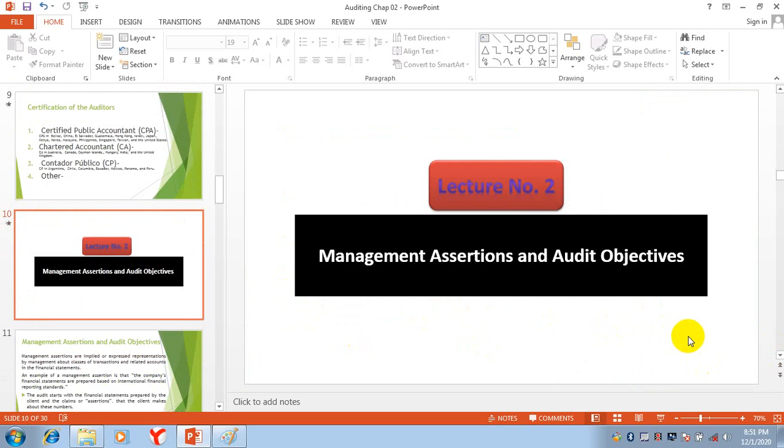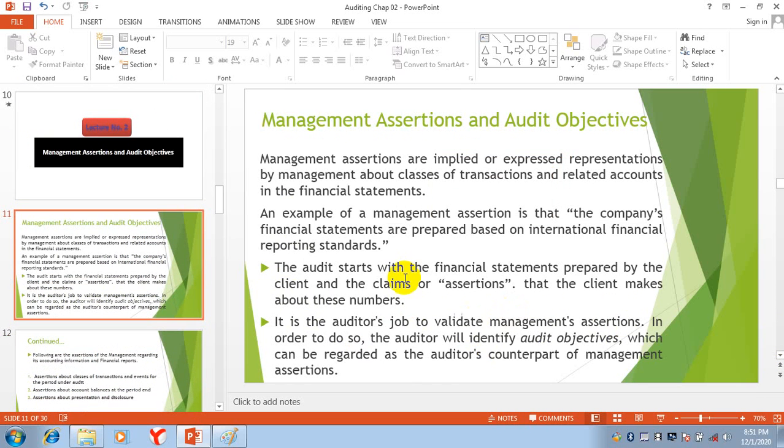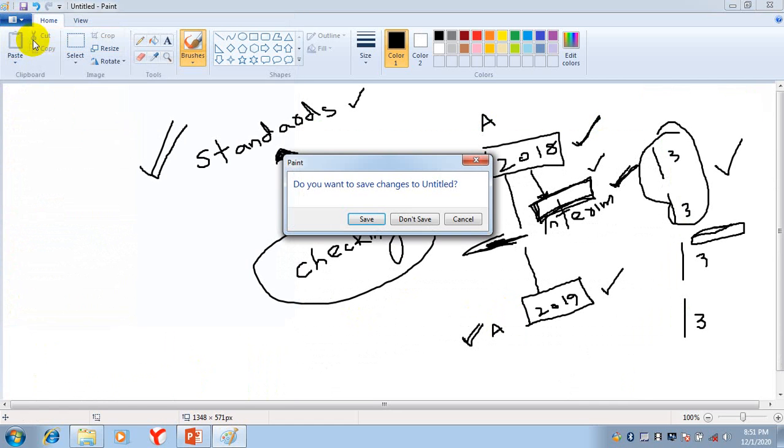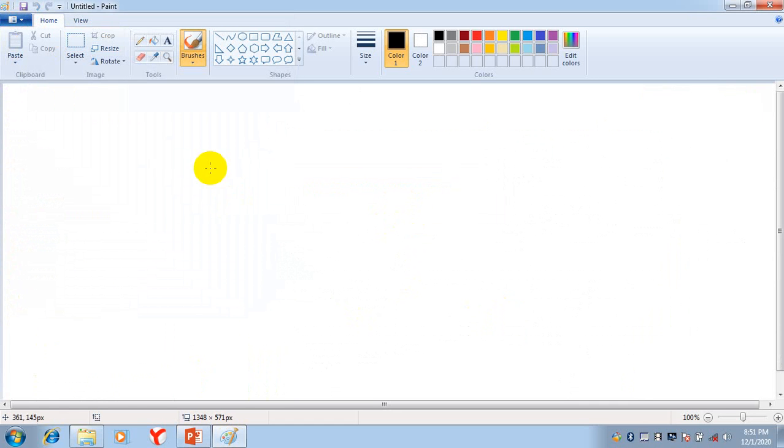Management assertions and audit objectives. First of all, what are management assertions? Now I will give you a simple example about this. Suppose a company is making a mobile. When they are making a mobile, they give you a guarantee or warranty card.